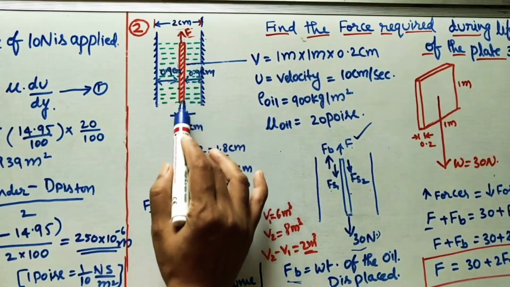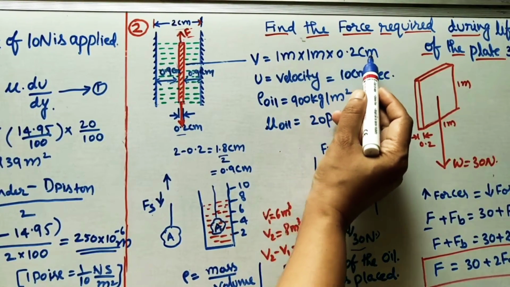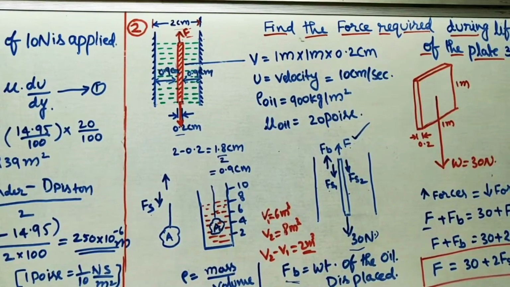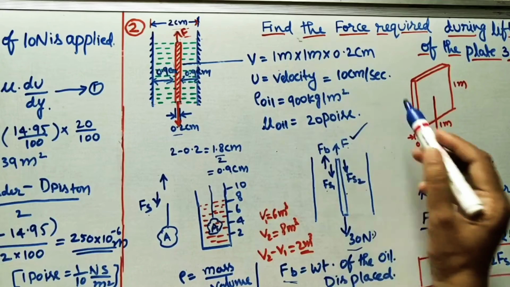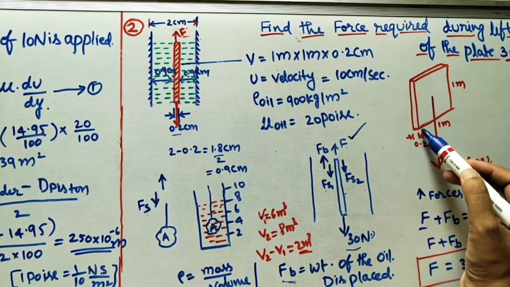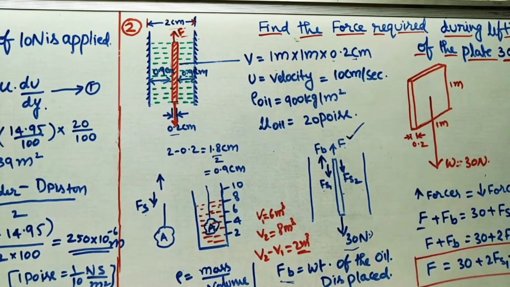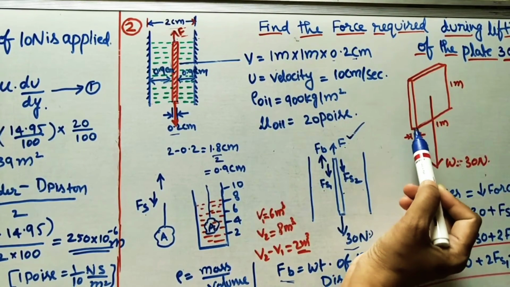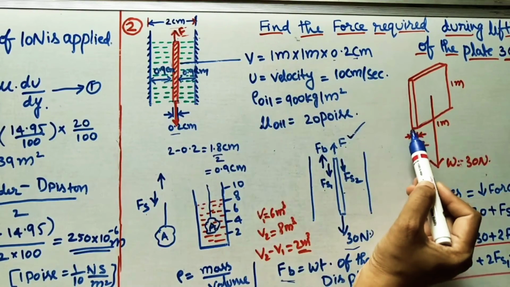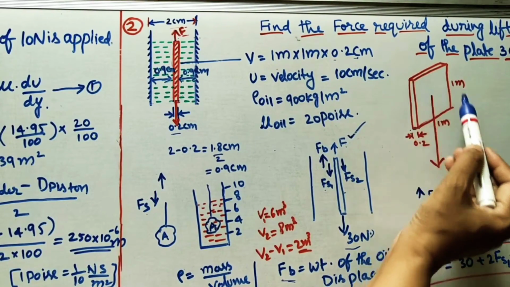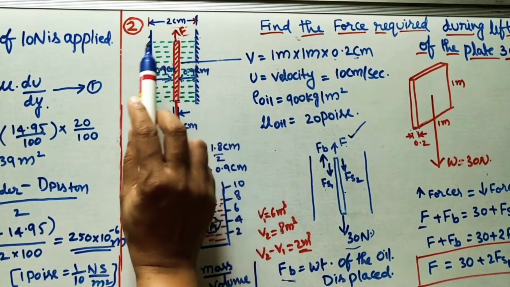This thin plate's dimensions are given, volume is given as 1 meter by 1 meter into 0.2 centimeter. If you are taking the diagram in 3D form, 1 meter by 1 meter means it is a square plate, and 0.2 centimeter thickness means this is the thickness. So in the problem he has given a thin plate immersed in this given oil. Thin means 0.2 centimeter is the thin side of this given plate. So we have to keep it like this at the middle of this gap.